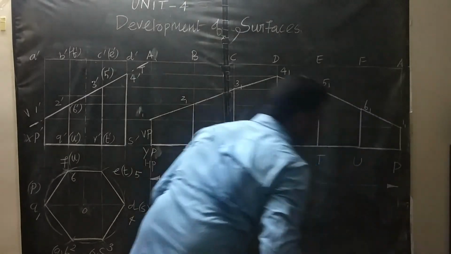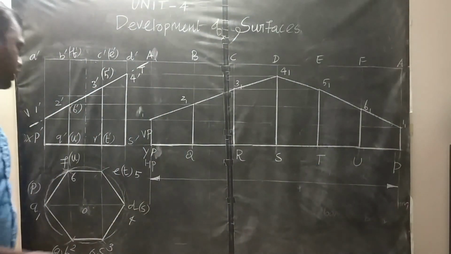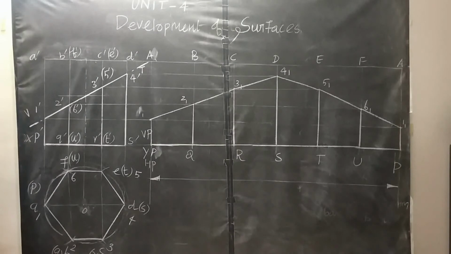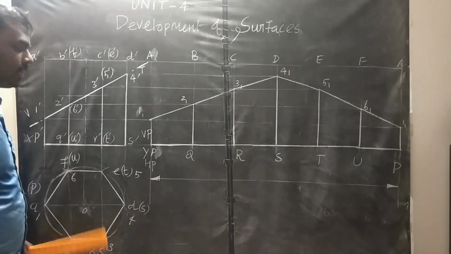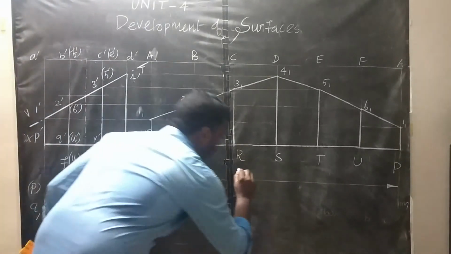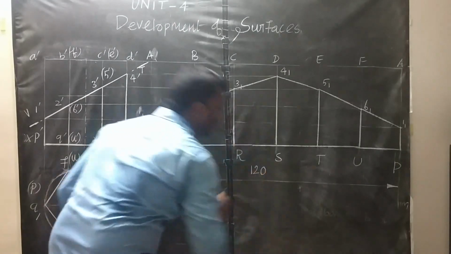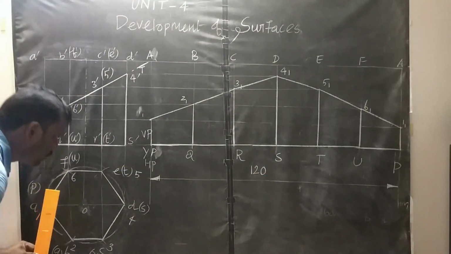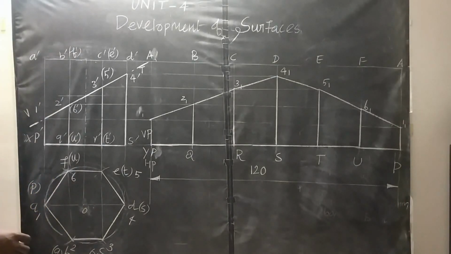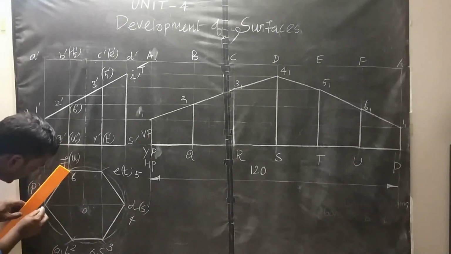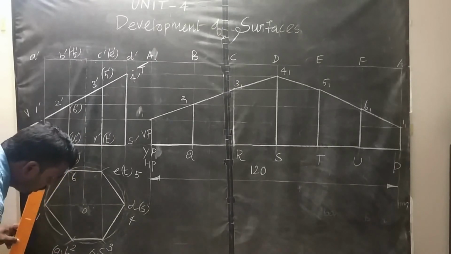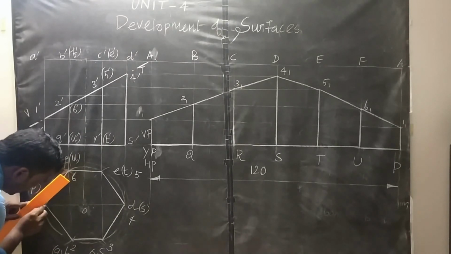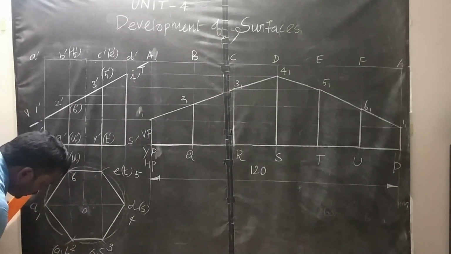Then here 6 into 20, or 120 mm. Okay. Here each side length is 20 mm. It has 6 edges, so total length equals 120. Don't put millimeter here. Then indicate the side length of the hexagon. Indicate the edge length or side length of the hexagon. Take any one of the base edges. I will take base edge AB.